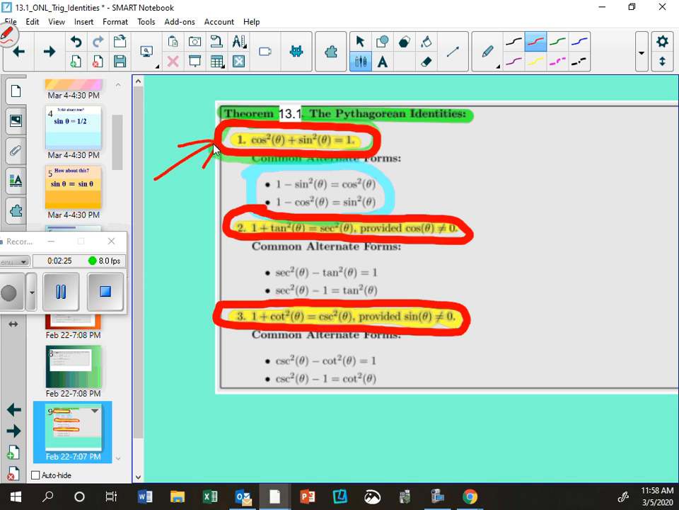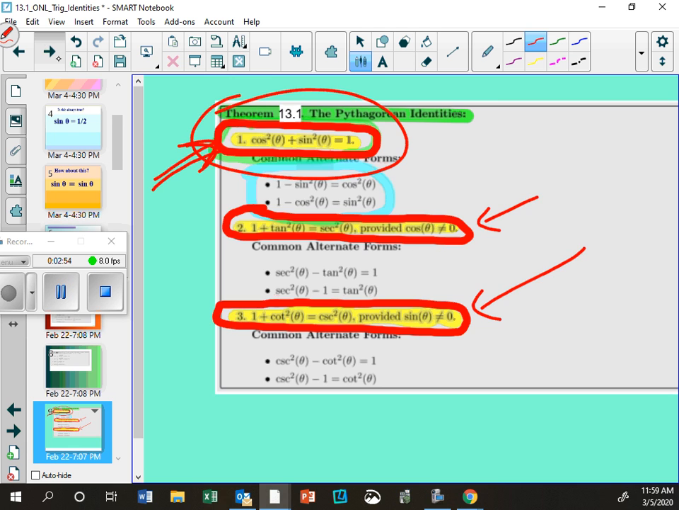Remember how I got the other ones? I took this and I divided by... what? I divided everything by sine squared. And that got me one of the facts. And then one of these two came by dividing everything by sine squared, and one came by dividing everything by what? Cosine squared. So therefore, if you're going to pick one master one, it'd be this one. Because you can just take it and create the others.